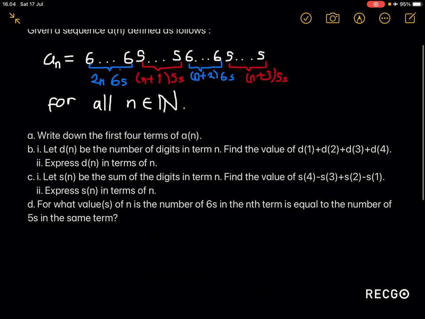So we need to write down the first four terms of A of n, and then for part B and part C we're given two more functions. First one is d of n, which will be the number of digits in term n, and then s of n, which will be the sum of digits in term n. And for part D, for what values of n is the number of sixes in the nth term equal to the number of fives in the same term.